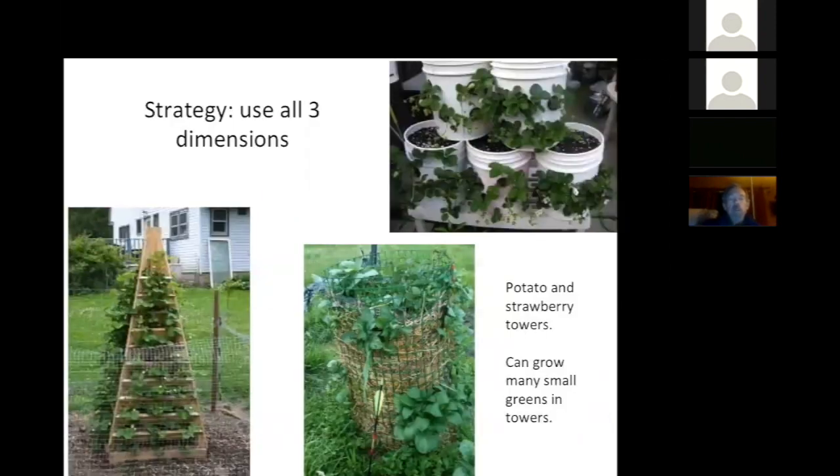All right, and then we want to think in 3 dimensions. We can do trellises, we can do teepees, we can do towers of potatoes, towers of strawberries, towers of lettuces. We can grow vertically, grow up fences. There are all sorts of greens that we can grow in towers. There's lots of things that we can grow vertically that a lot of people don't think of. So we've got to remember to go vertical.